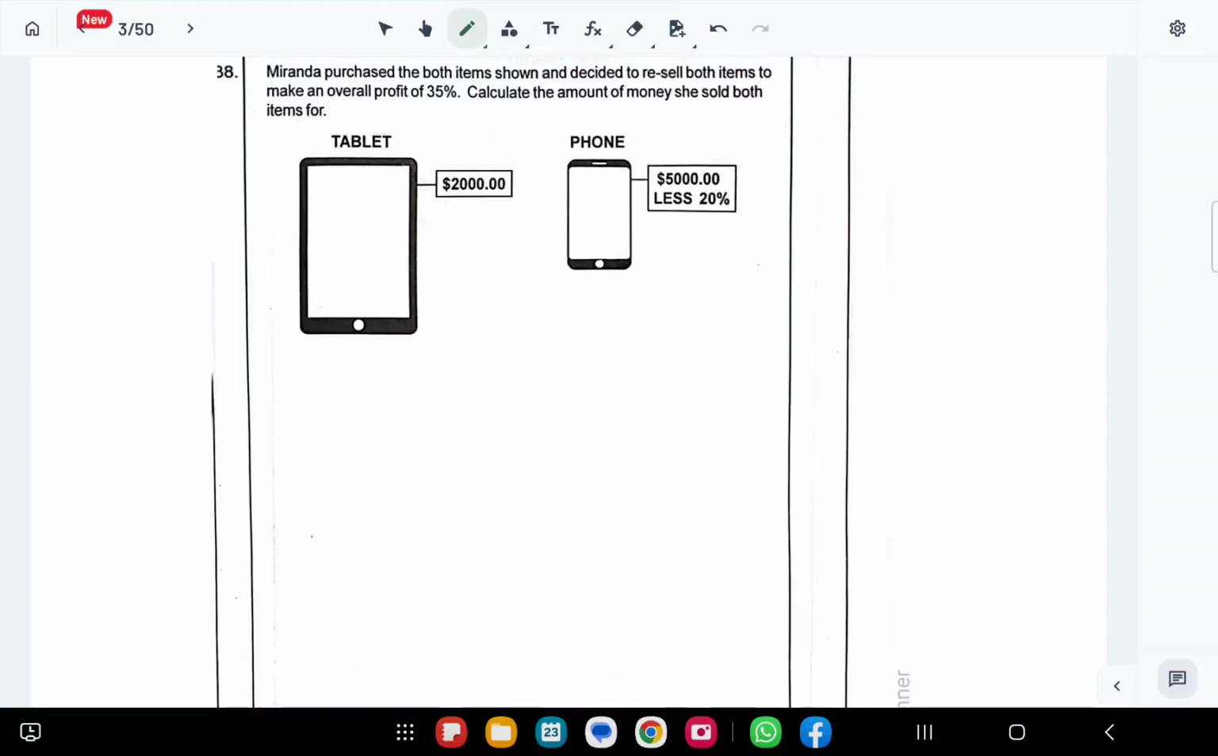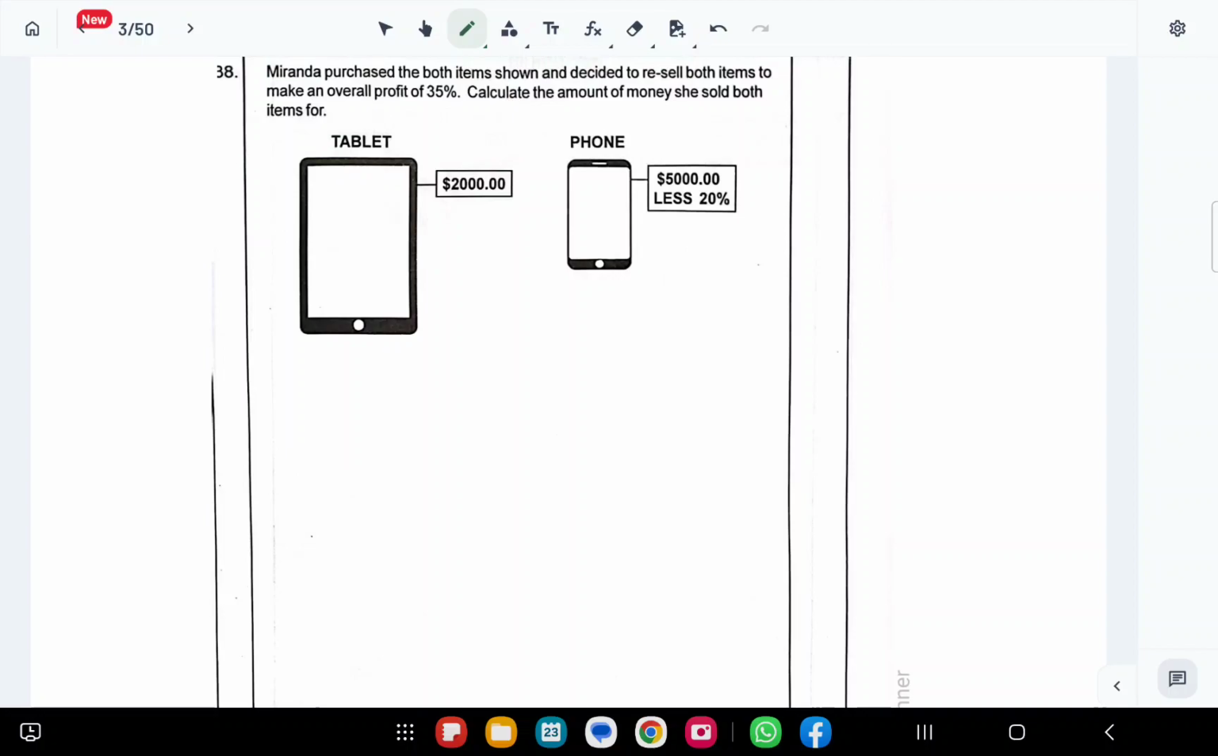Moving on now to number 38. Number 38 states, Miranda purchased the both items shown and decided to resell both items to make an overall profit of 35%. Calculate the amount of money she sold both items for.